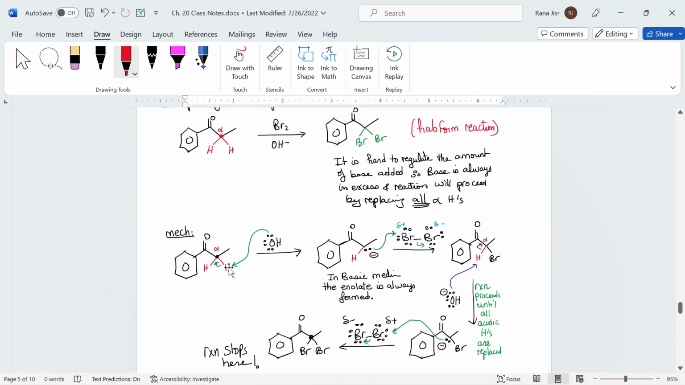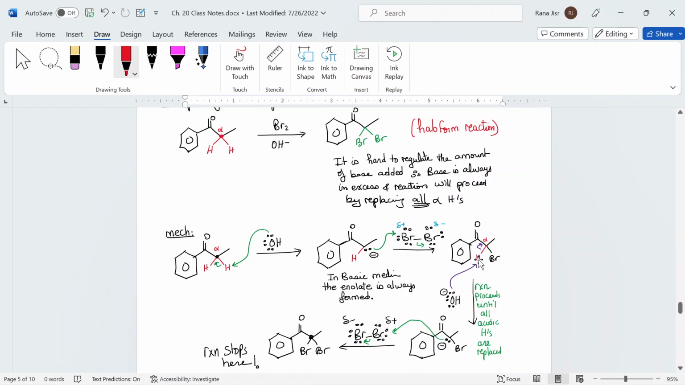So the base is going to come, take the alpha hydrogen, form the enolate. The enolate can undergo resonance in there, but I'm just stopping at the enolate because this is an obvious nucleophile. The negative charge is going to come now, attack the bromine, pick up the bromine in there. After it does that, because it's a basic medium, it's so hard to regulate the amount of the base that you have in the solution. So the base is there and the acidic hydrogen is there.